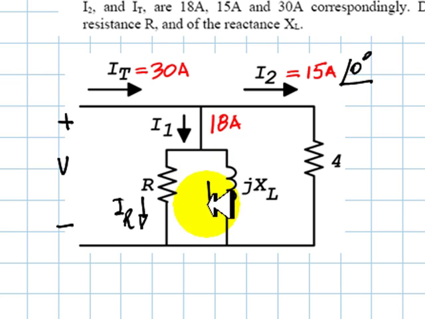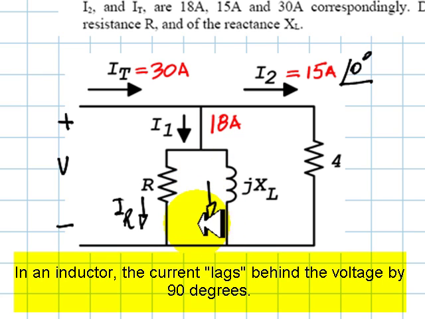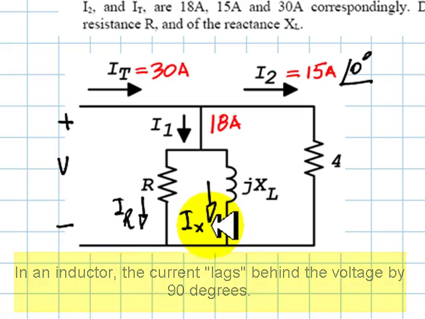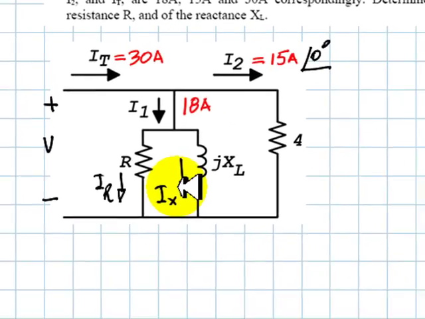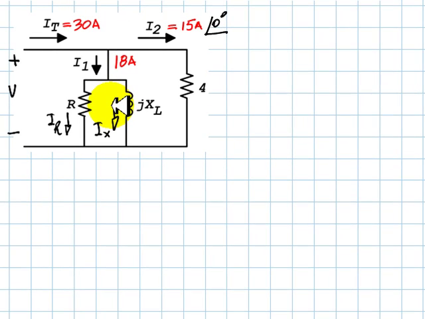And the current in this reactor, which I will call IX, is 90 degrees behind this one, so it has a phase of negative 90 degrees. So we can draw a phasor diagram readily. This would be the voltage phasor with its 0 degrees. This is the current I2, in phase with the voltage because this is a resistor, 15 amps with 0 degrees.